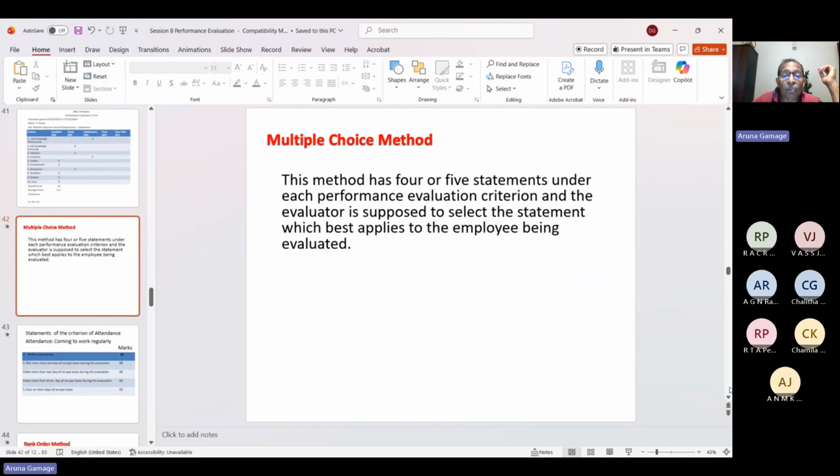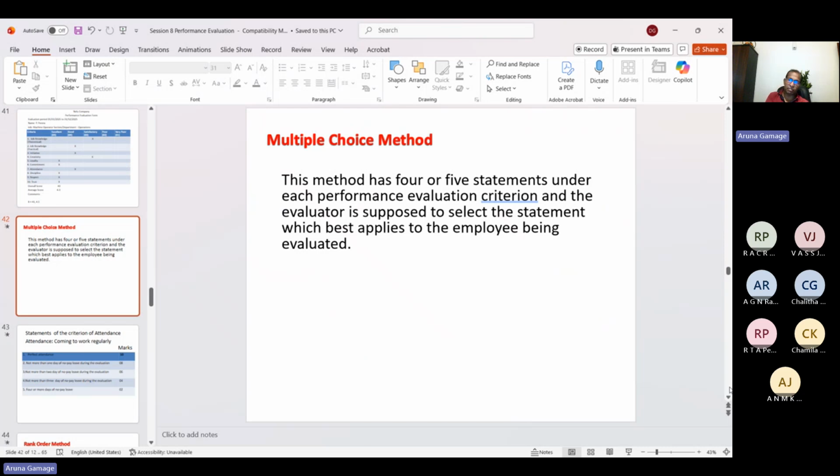Then, the multiple choice method. In this method, you give several options, alternatives. So you develop several statements with regard to one criterion. Then you ask the evaluator to select the best option with regard to that criterion. For example, think about attendance. Attendance is one of the criteria.